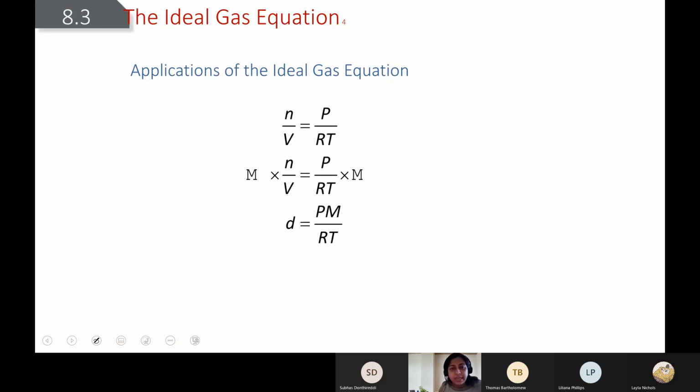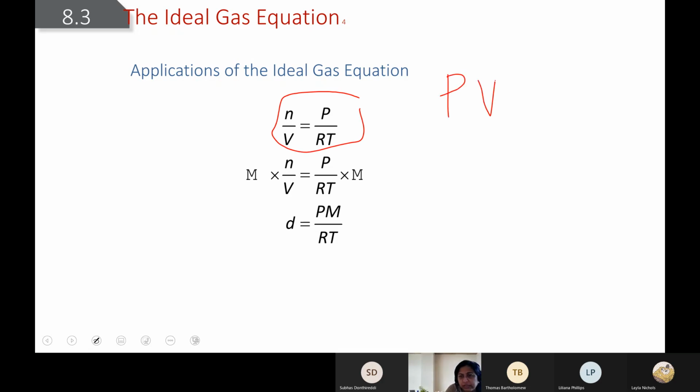Now we can apply the gas law equation for different types of conditions. As an example, we can find the molar mass, or we can find the density, or we can find the mass of a gas sample. How can we do that? Let's rearrange this equation like this.